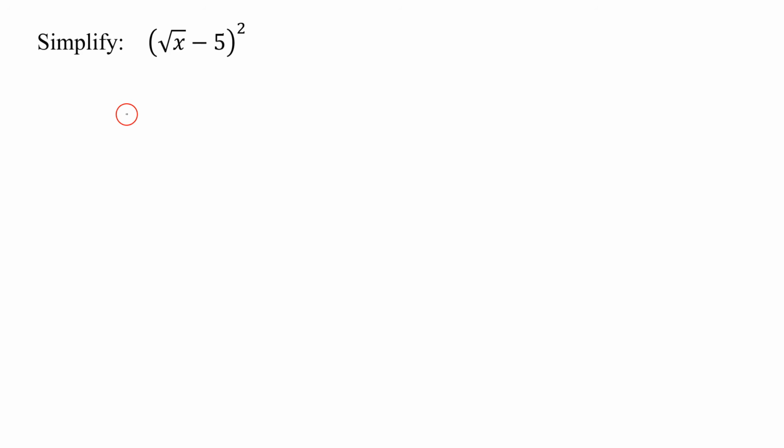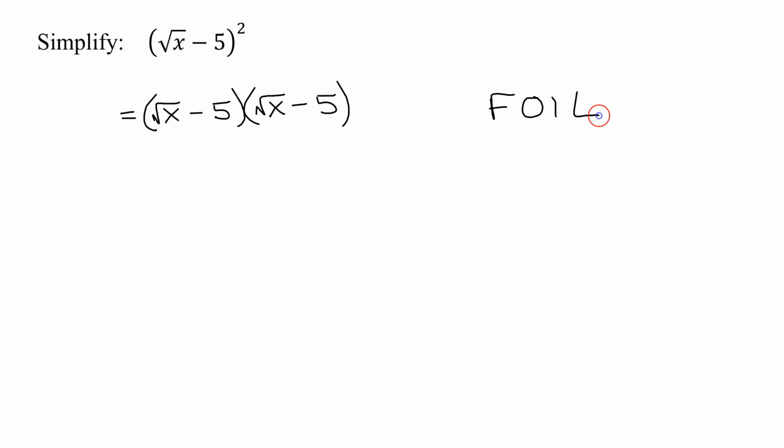The simplest way to do this problem is to remember what squaring means. If I have something squared, it means you multiply it by itself. So I'm just going to take the square root of x minus 5, and multiply it by the square root of x minus 5. And now we see it written in this format. You have two binomials multiplied by each other. How do you do those? You use FOIL.